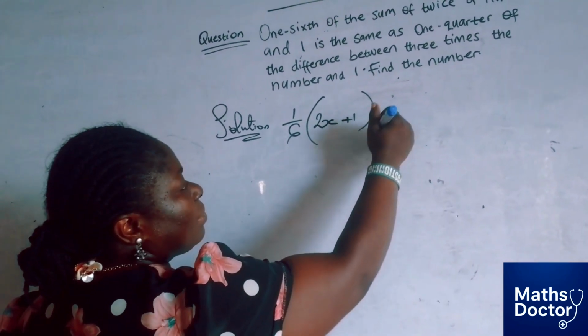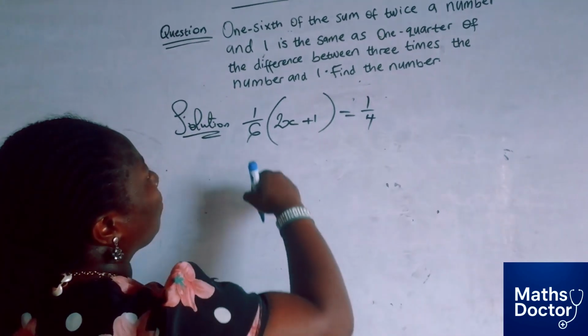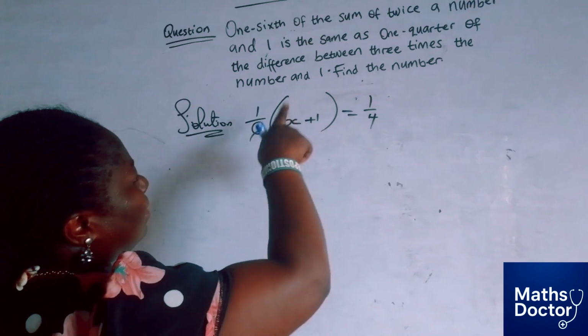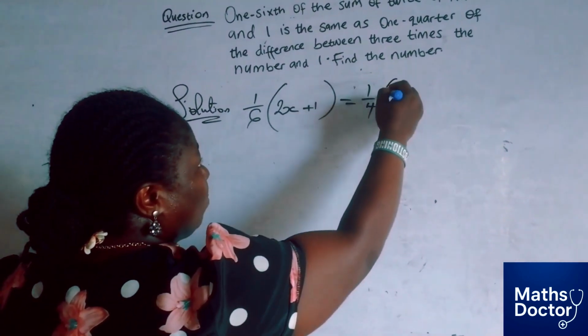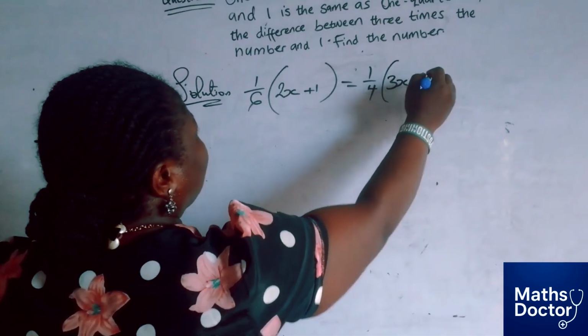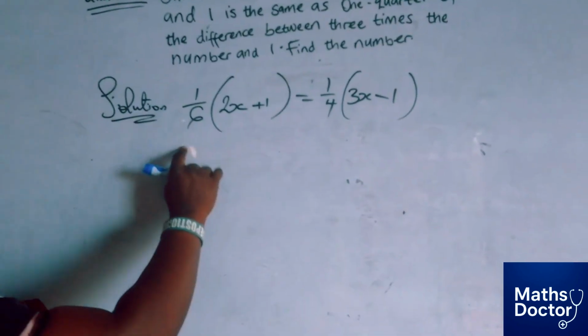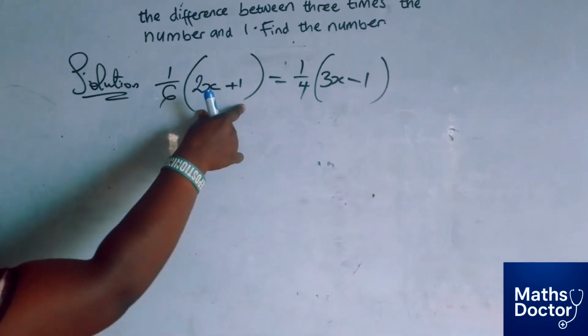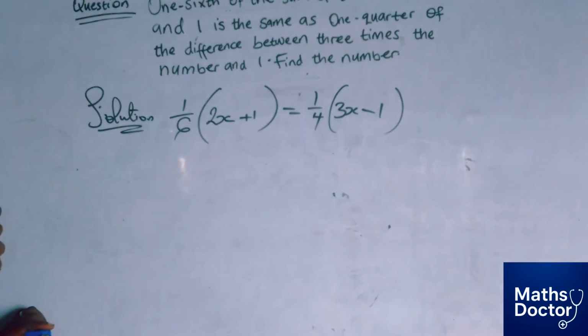Is the same. Is equal to the same. 1/4 of the difference between 3 times the number. That same number is 3 times x, which is this, and then the difference of 1. This is what we have. 1/6 will multiply everything in this bracket, and 1/4 will equally multiply everything in this bracket.